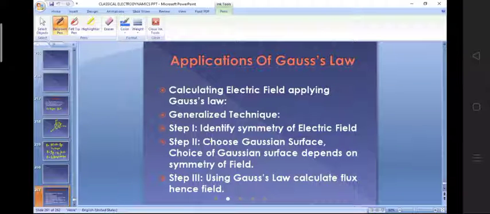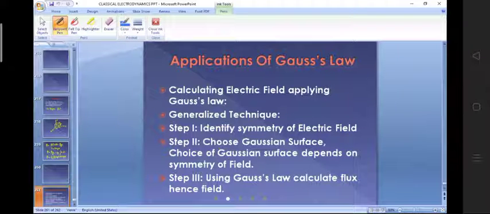So step one is to identify the symmetry of the electric field. And as far as I know, there exist only three symmetries. Number one is spherical symmetry, number two is cylindrical symmetry, and number three is plane symmetry. Fine. Then step two is to choose the Gaussian surface.